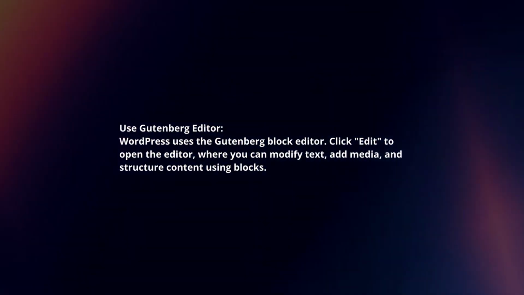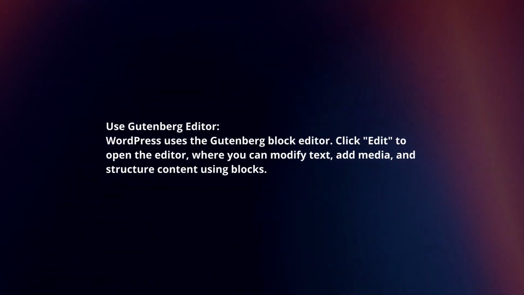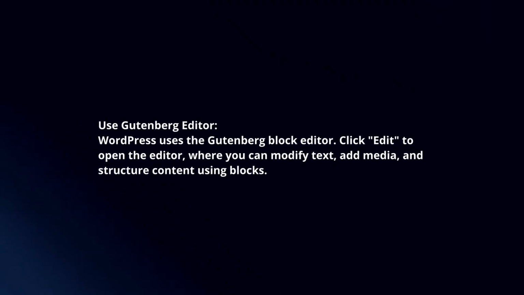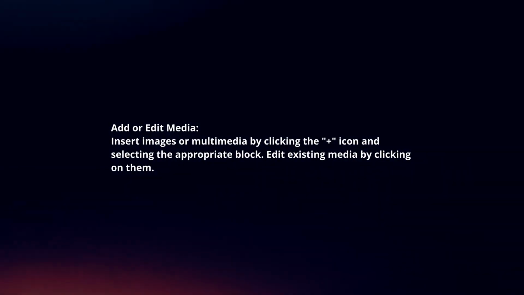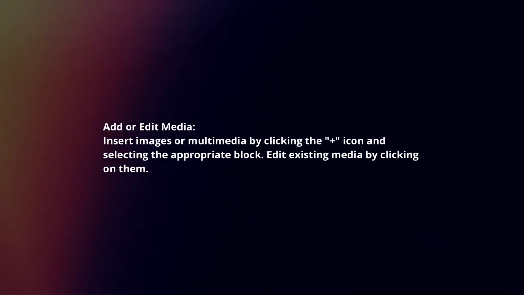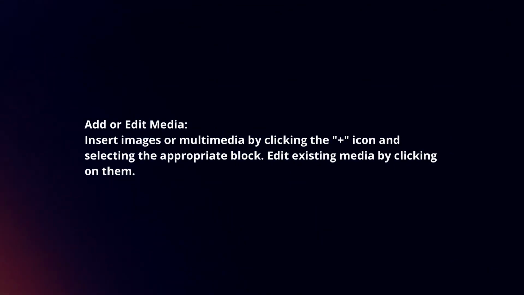Use Gutenberg Editor. WordPress uses the Gutenberg block editor. Click Edit to open the editor, where you can modify text, add media, and structure content using blocks. Add or edit media. Insert images or multimedia by clicking the plus icon and selecting the appropriate block. Edit existing media by clicking on them.